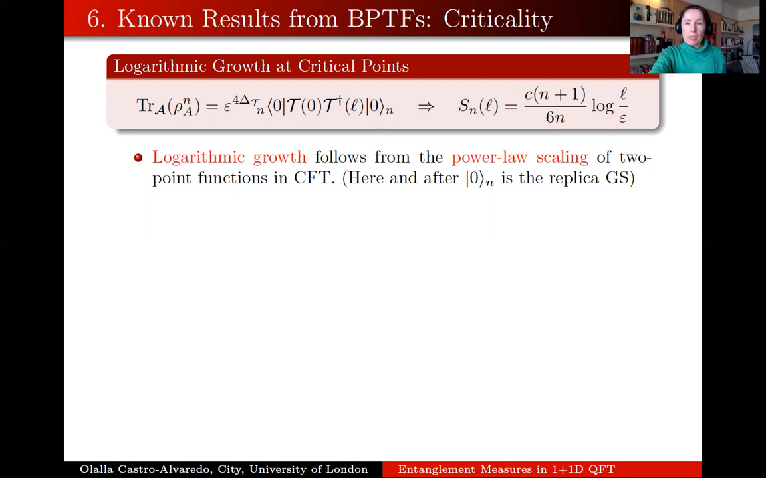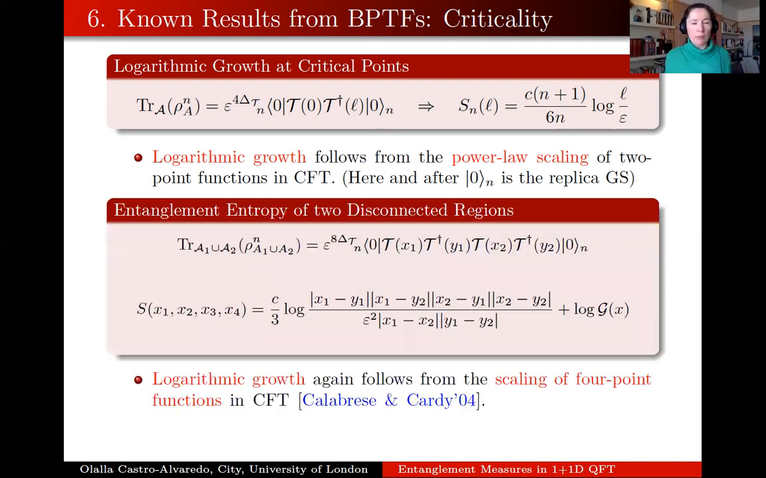So this is probably the most famous result, that many people find in the paper of Calabrese and Cardy, but it had also been obtained earlier by Holzhey, Larsen, and Wilczek in the 90s, also using CFT arguments. Another result that you might be familiar with, and which is particularly well known in the context of string theory, is that if you have two disconnected regions, for instance, or many, if you want, then the entanglement entropy, so the von Neumann entropy, is going to have a behavior that is quite similar to the one above.